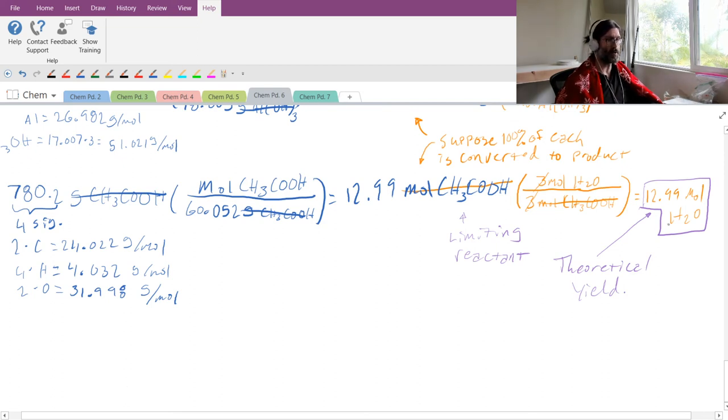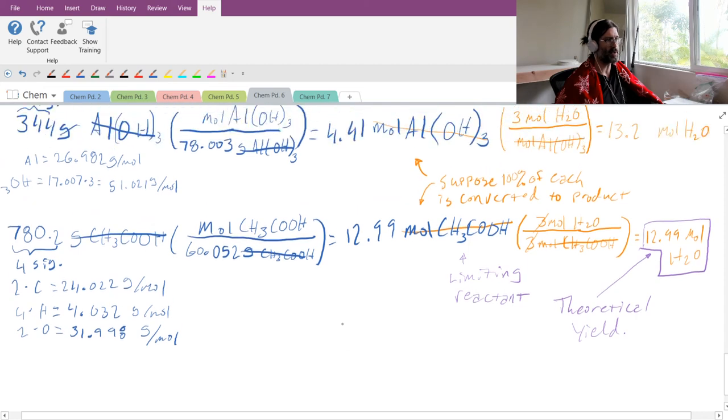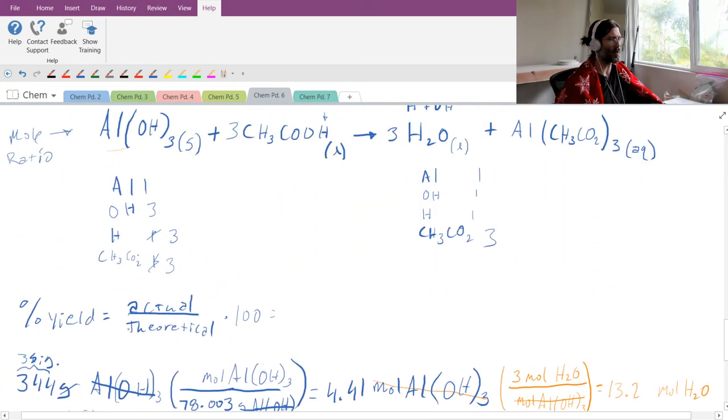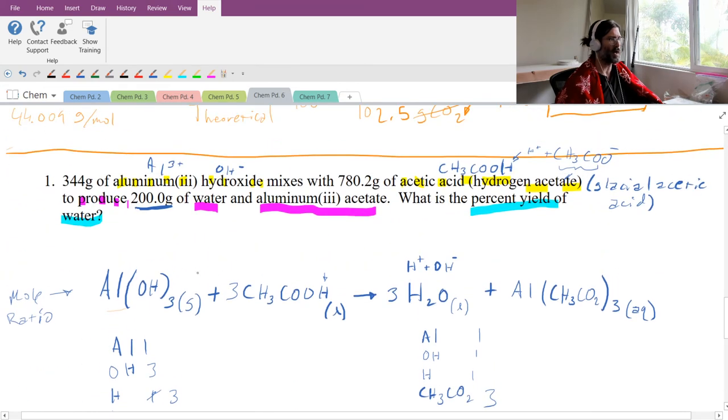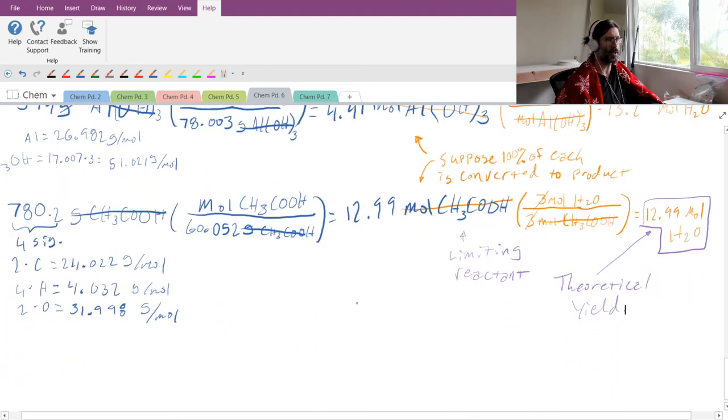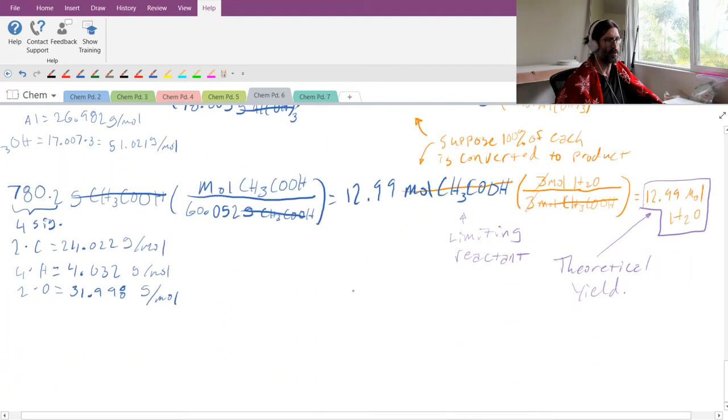So now we have a theoretical yield, but what do we want to know? We want to know our percent yield. So we know our actual yield. Our actual yield is 200 grams of water, and we have a theoretical yield in moles of water.